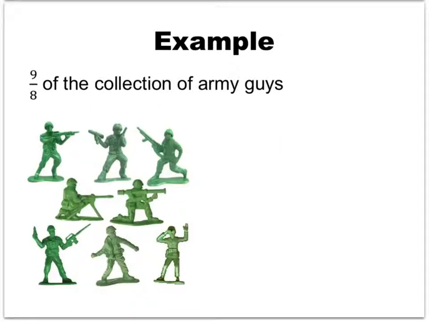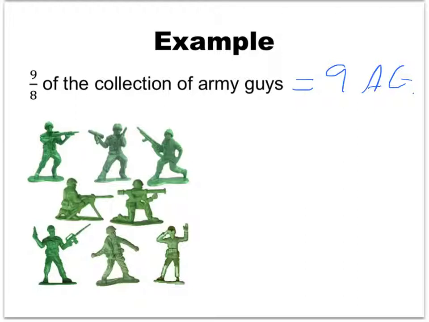Let's look at another example dealing with our Army guys. So here's a statement, 9/8 of the collection of Army guys. So here's our collection of Army guys, consisting of those 8 people, or those 8 Army guys. And so our fraction 9/8 means that we're going to divide that collection up into 8 equal pieces. Well, it's already done so naturally. So each one of those guys is 1/8 of a collection. And so then it says we need 9 of those pieces. And so 9/8 of this collection is going to equal 9 Army guys.